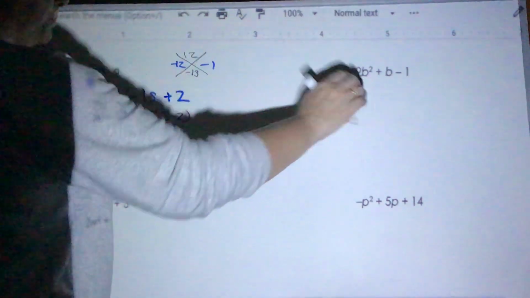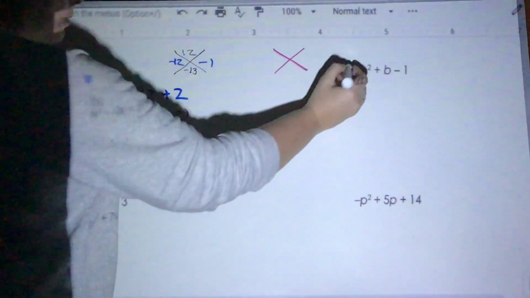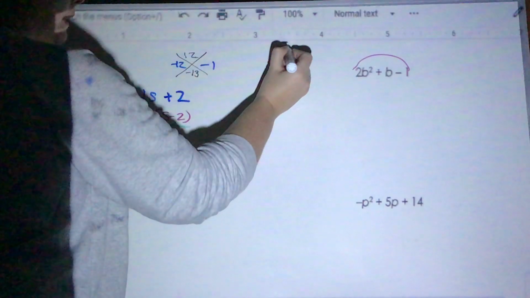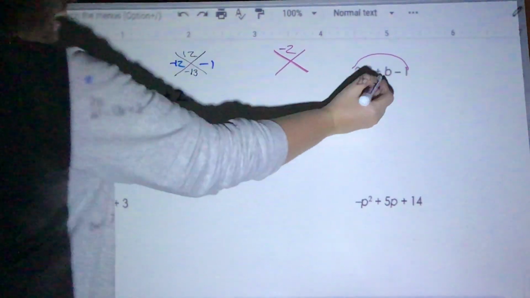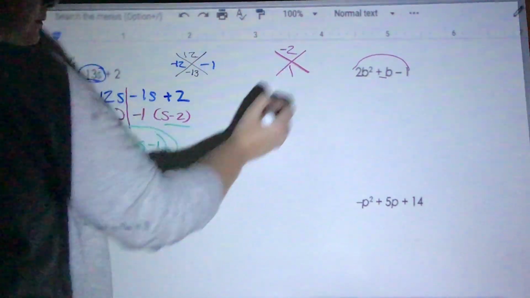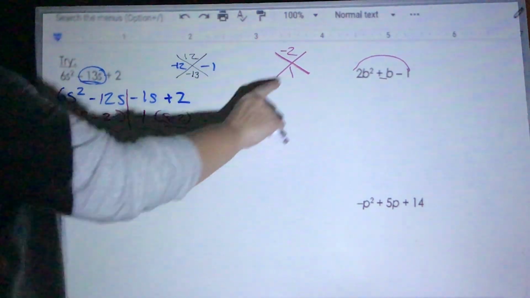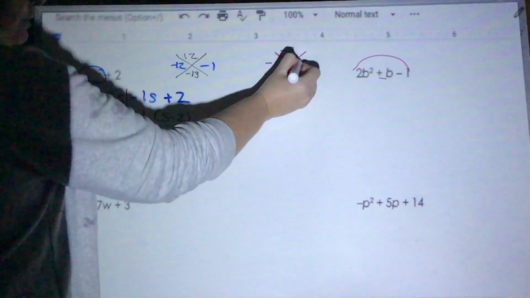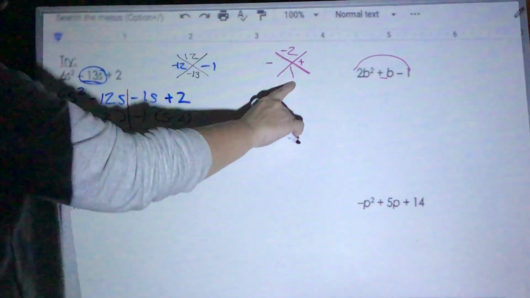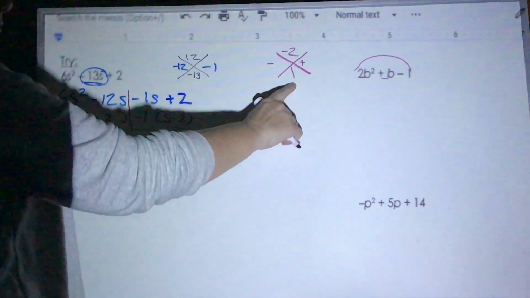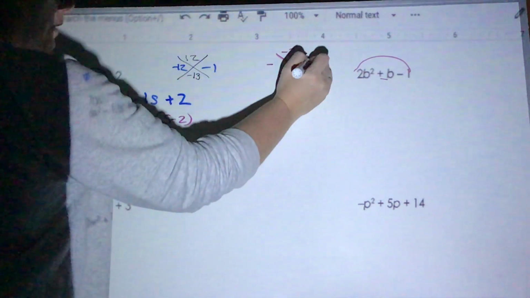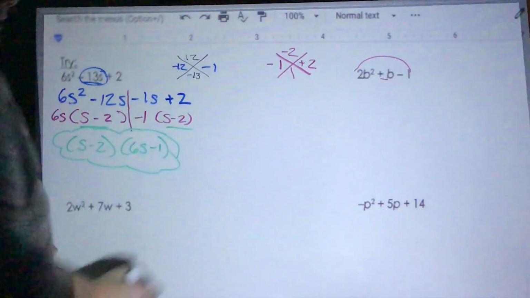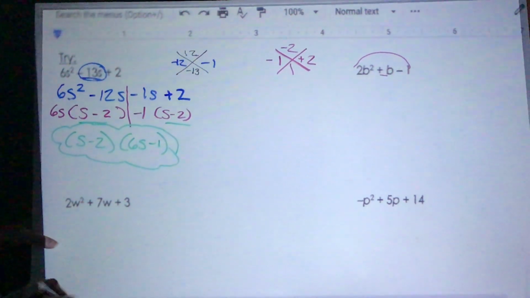So to start this one, I'm looking for two numbers that will multiply to give me negative 2 and add to give me 1. So if they're multiplying to give me a negative, I know one is going to be negative and one will be positive. I have a positive sum, so the larger one has to be positive. So it's going to be positive 2 and negative 1 that work.